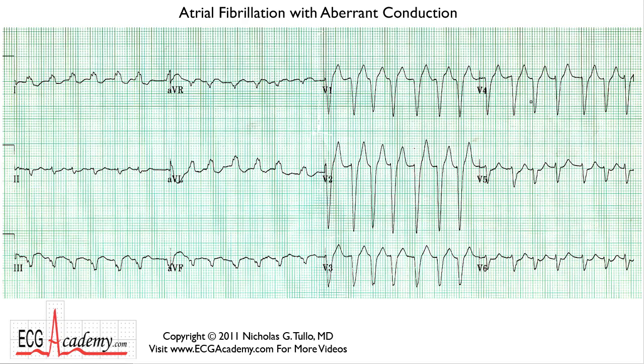Hi, this is Dr. Nick with the ECG Academy, and we're going to conclude our discussion of atrial fibrillation with this third lesson on atrial fibrillation with aberrant conduction. Well, you should know all about aberrant conduction from my section on interventricular conduction disturbances. So think of atrial fibrillation with aberrant conduction as having a wide QRS complex because of some abnormal interventricular conduction.